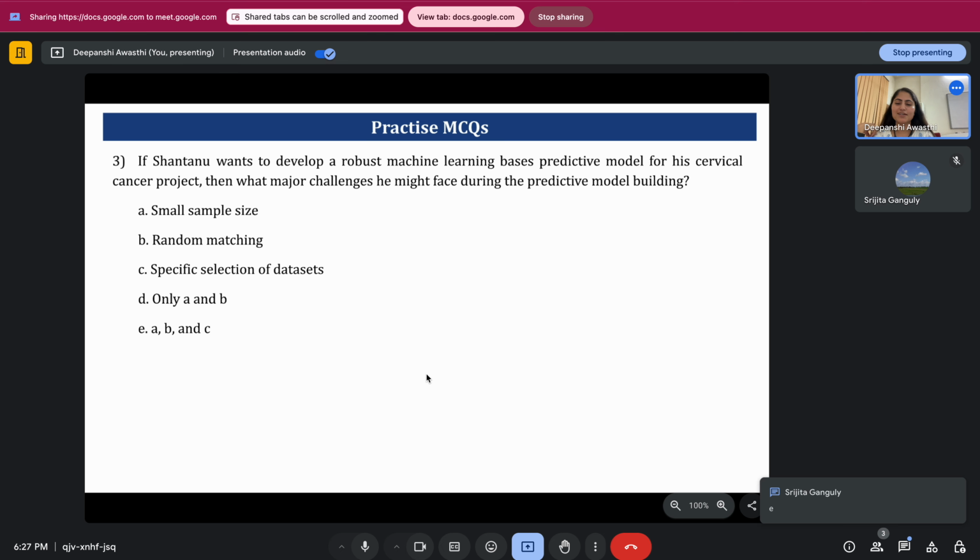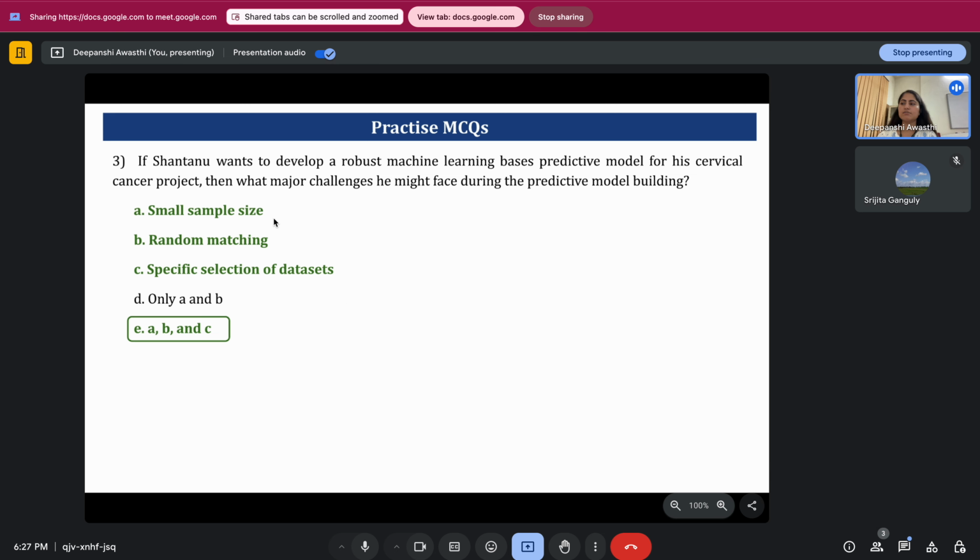Okay, option E. Yeah, you're right. So the first challenge is small sample size. If the sample size is small, it is very difficult to train, because you don't know the global influence. A small sample size can be biased, it is not that random, so with a small sample size we are not confident enough in our model predictions. So that is one of the challenges.